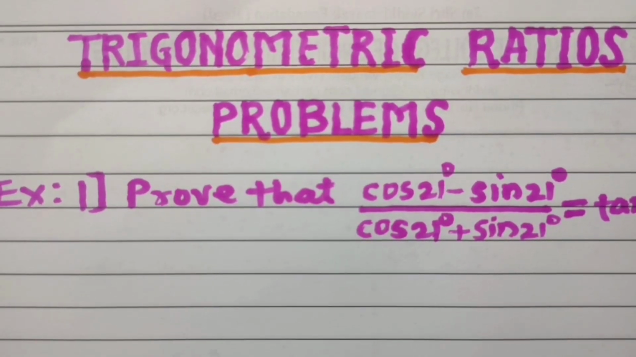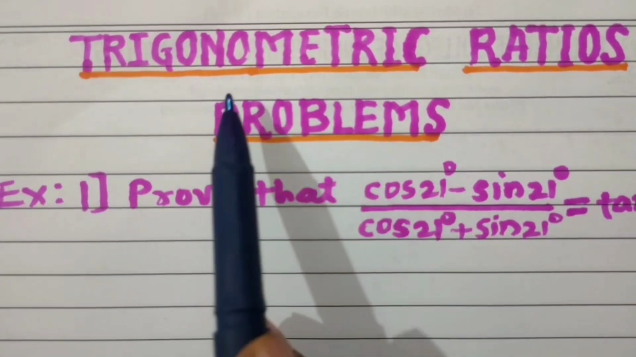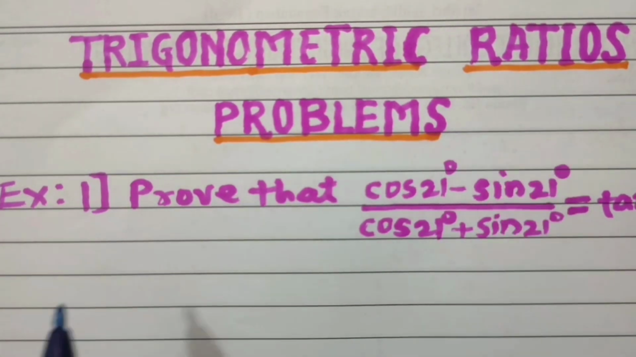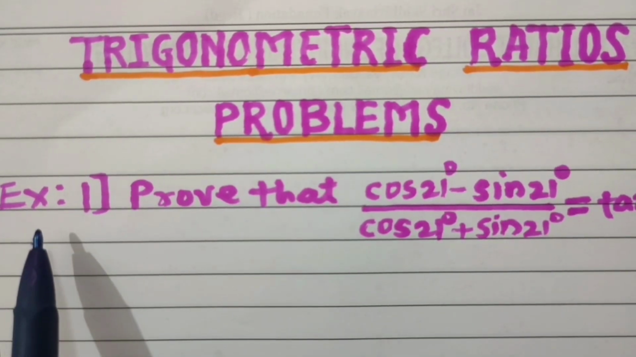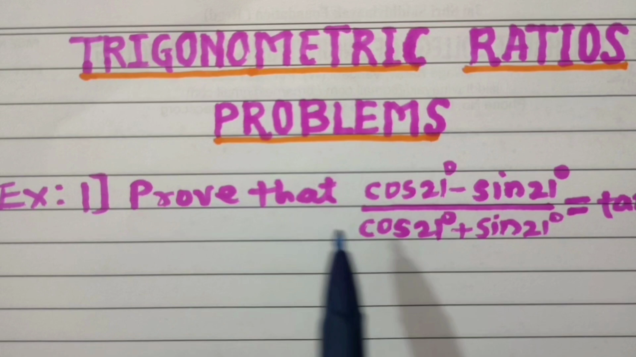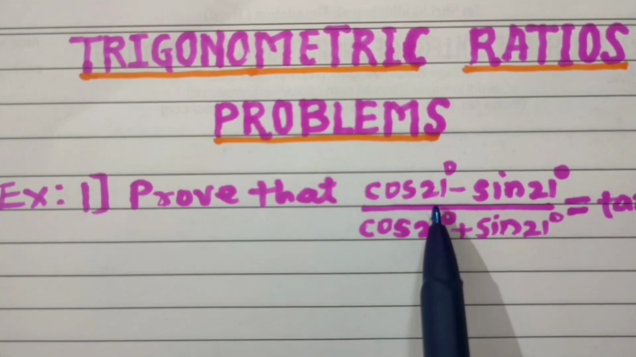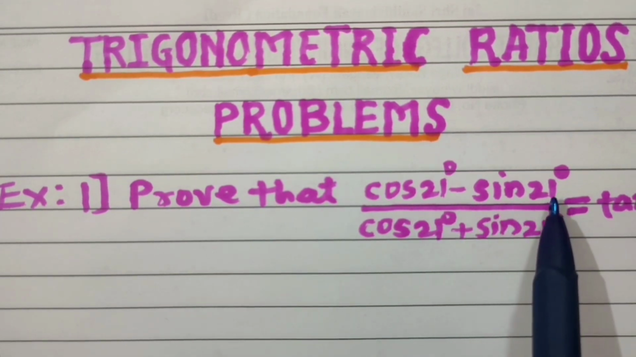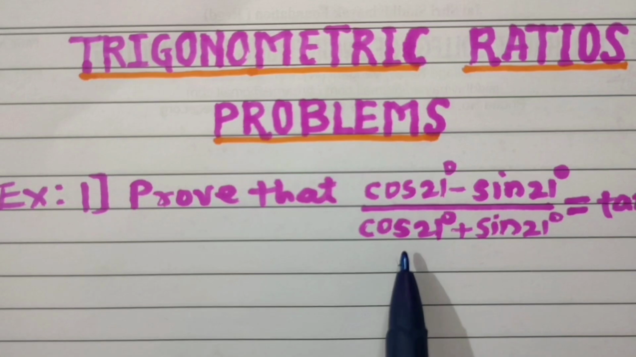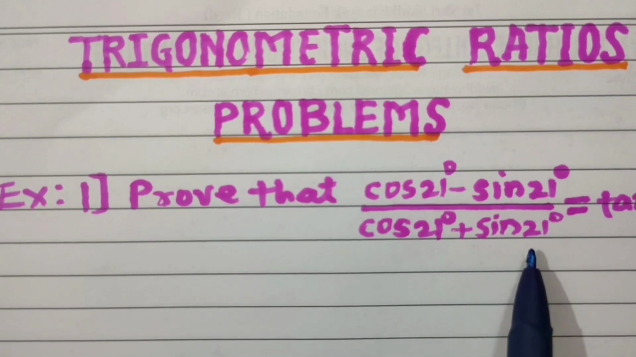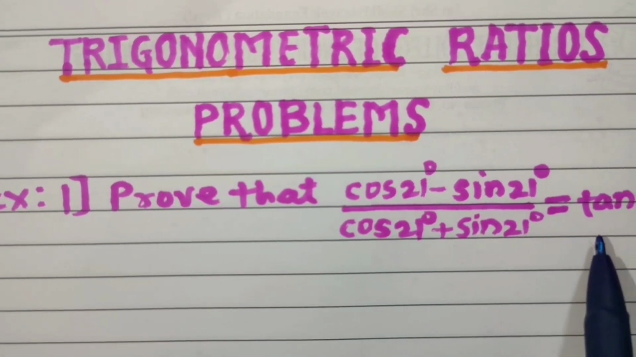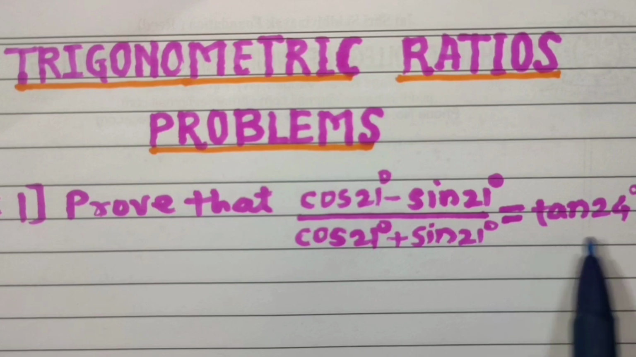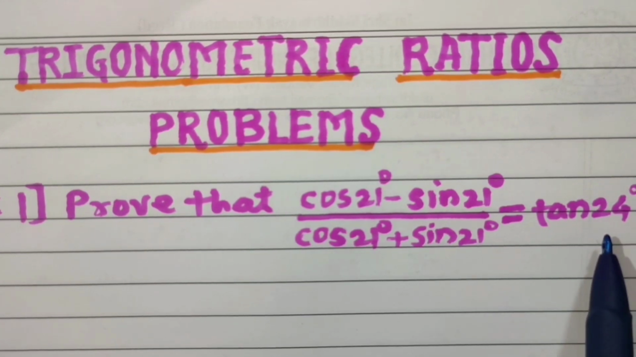Hello everyone. Today we have to solve problems on trigonometric ratios. So let us start. First example. Prove that cos of 21 degree minus sine of 21 degree divided by cos of 21 degree plus sine of 21 degree is equal to tangent of 24 degree.